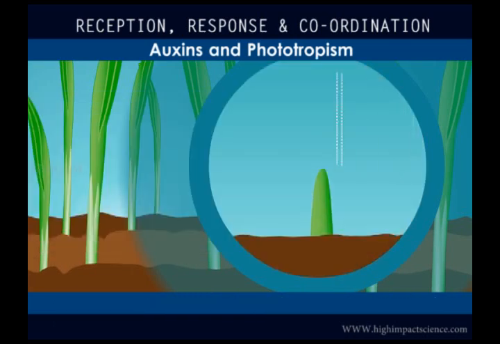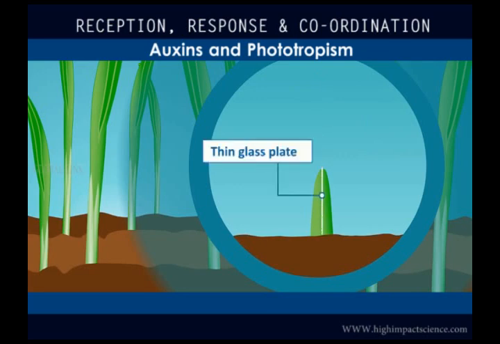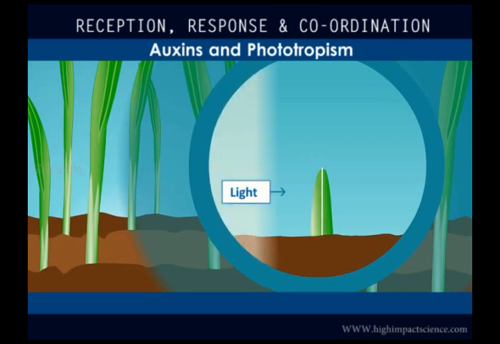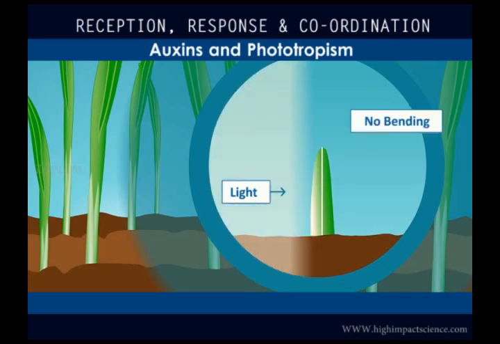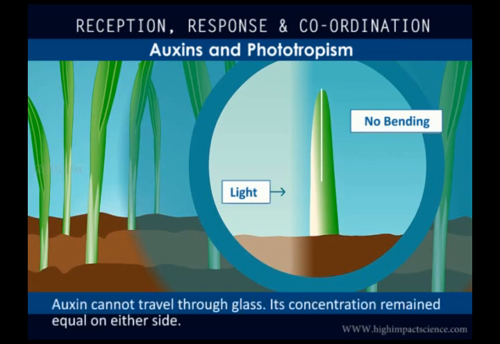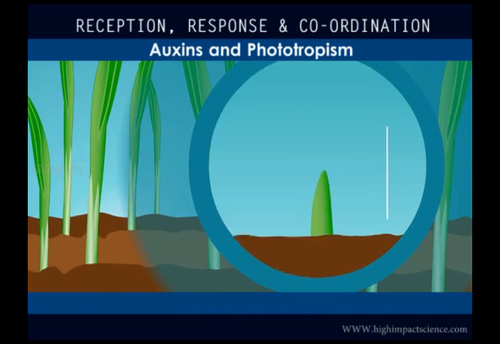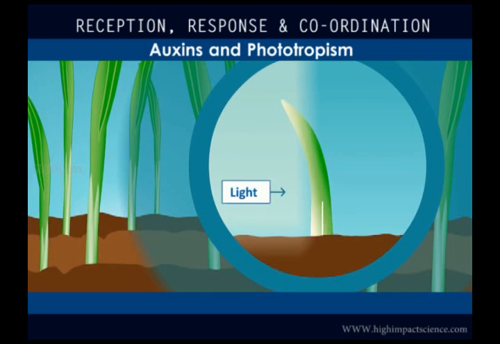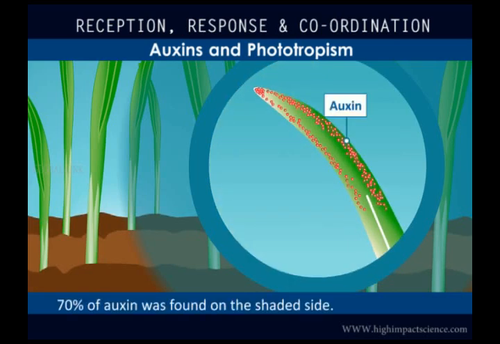Winslow Briggs inserted a very thin glass plate vertically through the tip. The glass does not prevent light transmission, but there was no bending. Auxin cannot travel through glass, and its concentration remained equal on either side. When the glass plate was inserted below the tip, auxin moved across to establish a hormone gradient and bending occurred. When the tip was examined, 70% of the auxin was found on the shaded side.